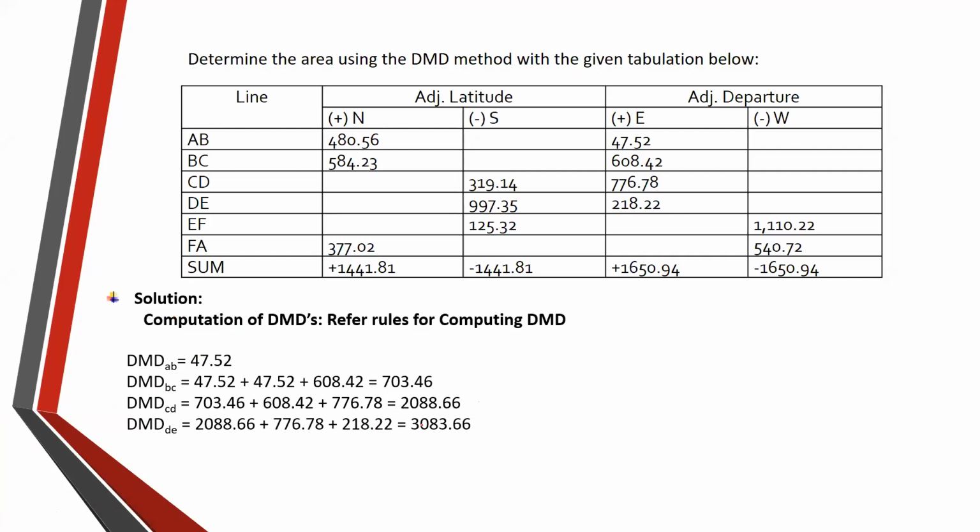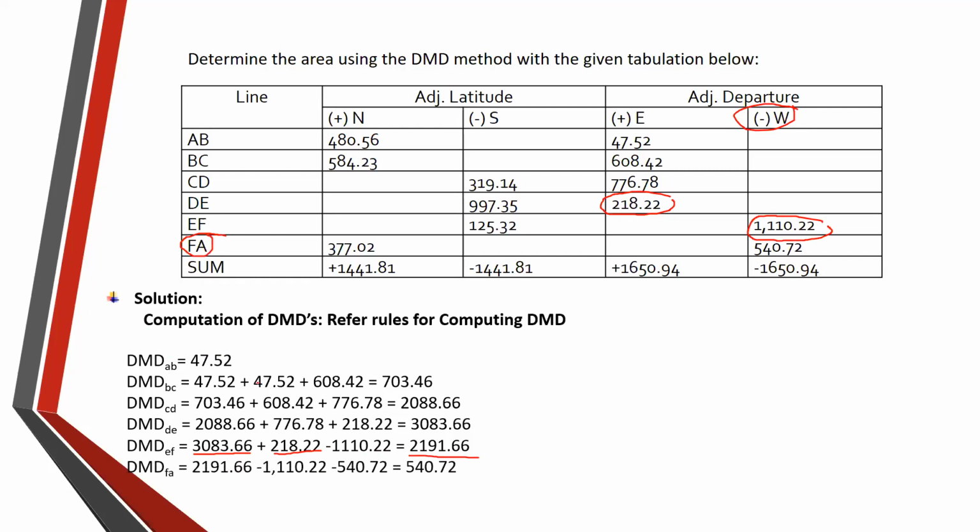So DMD of the EF is equal to 3,083.66 plus the preceding departure, that is 218.22, and the course itself, that is 1,110.22, again west, so negative, minus. So that is equal to 2,191.66. Okay, next is the departure of the line FA.